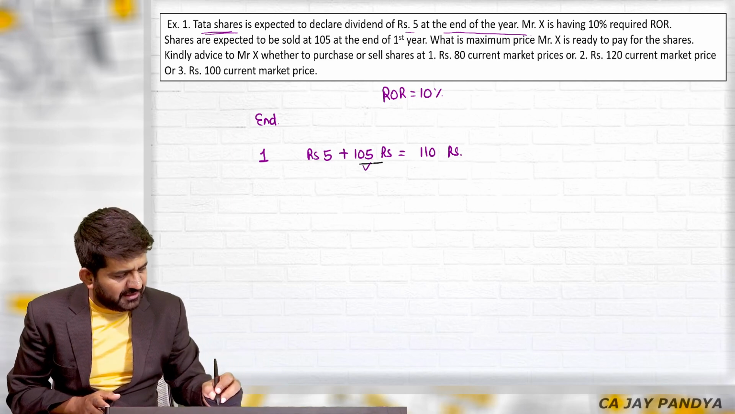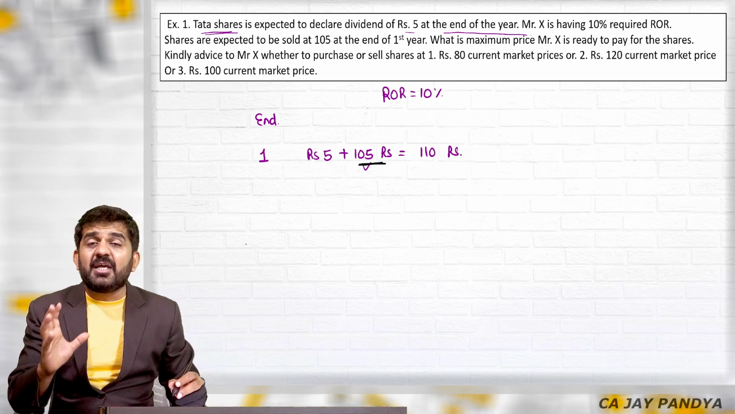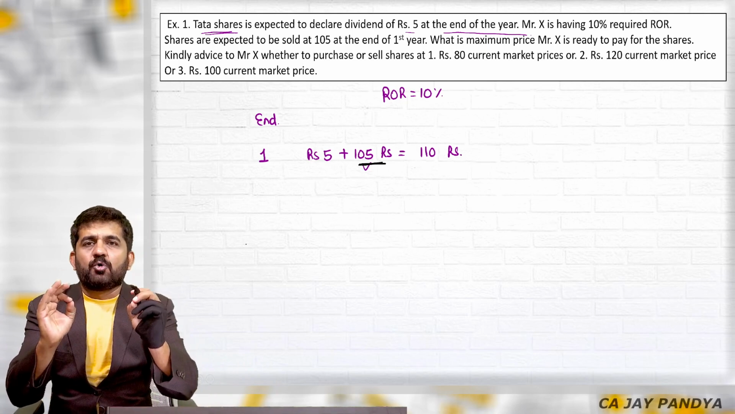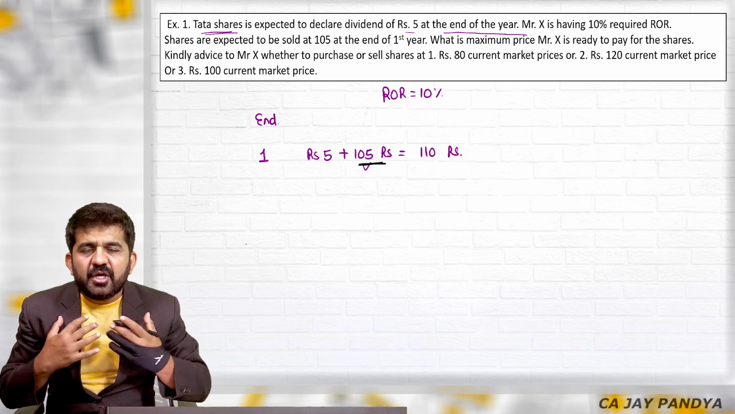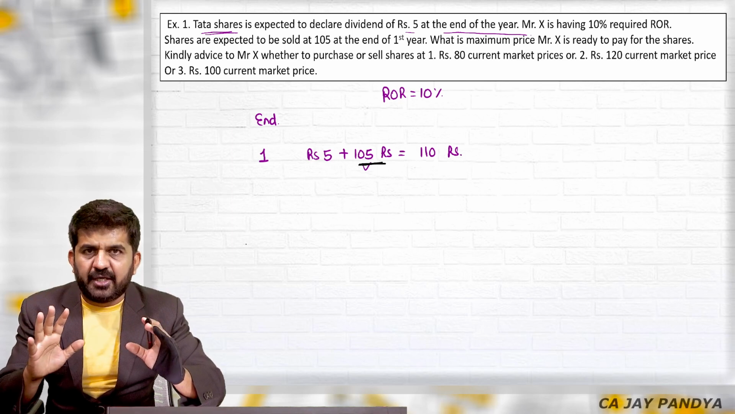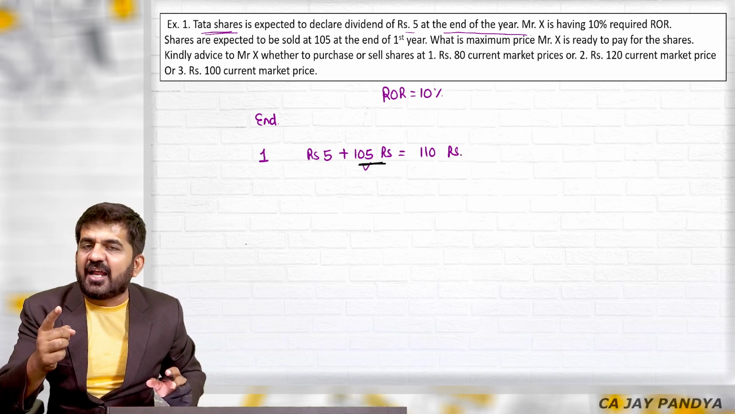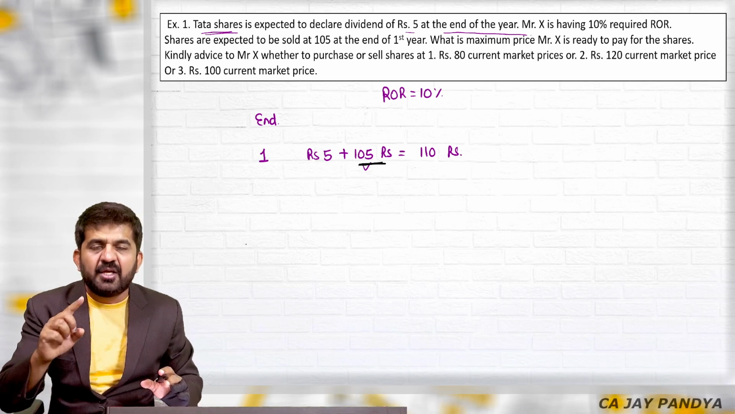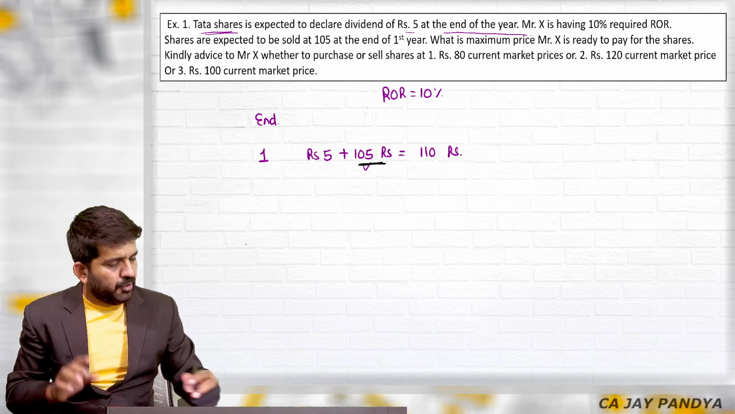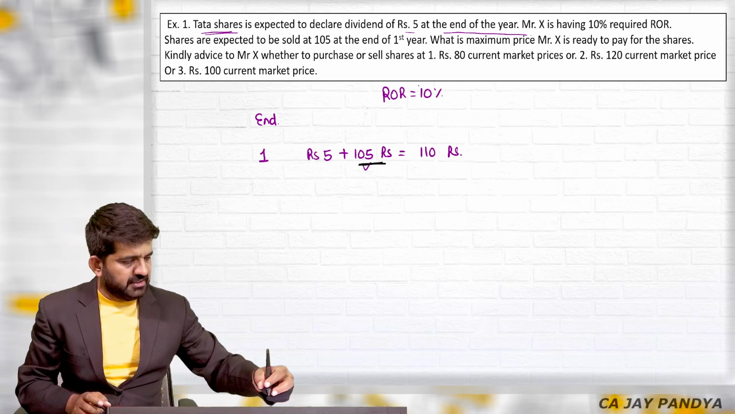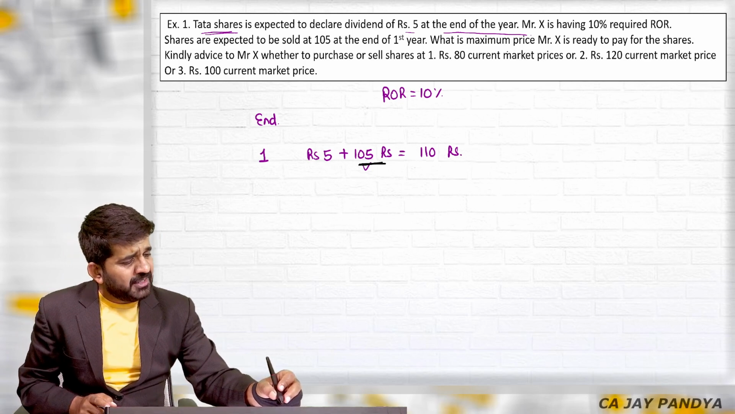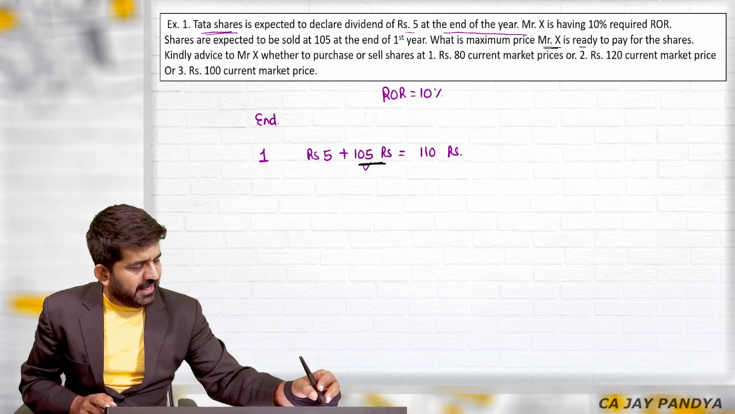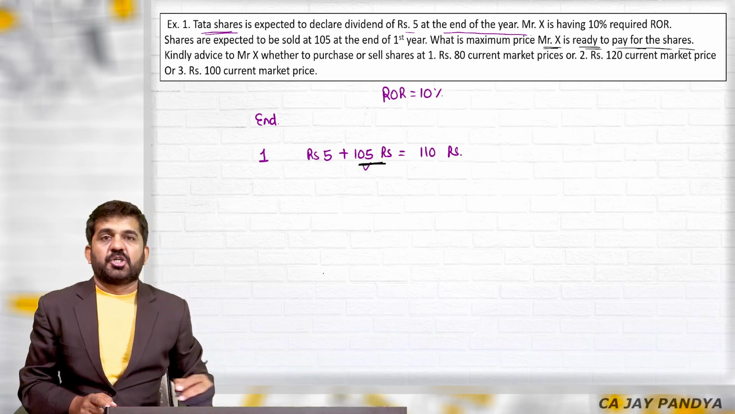Now you will say, sir, this is capital gain and we need to think about only one thing, that is cash flow. If I purchase one share today and sell after 1 year, I will get the cash flow of the first year's dividend and the selling price which I am going to get, which is 105 in this case. What is the maximum price Mr. X is ready to pay for the share?